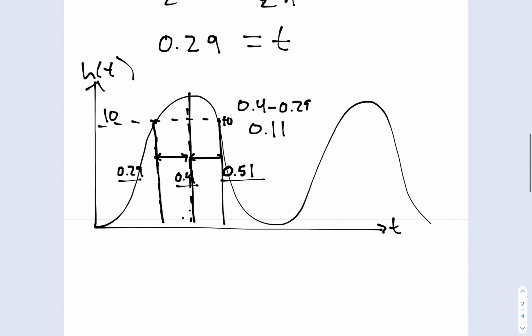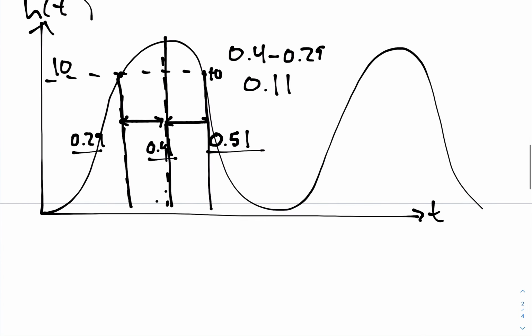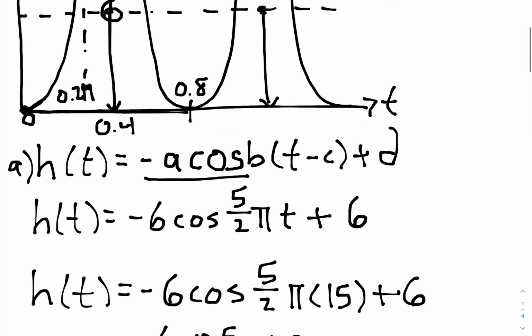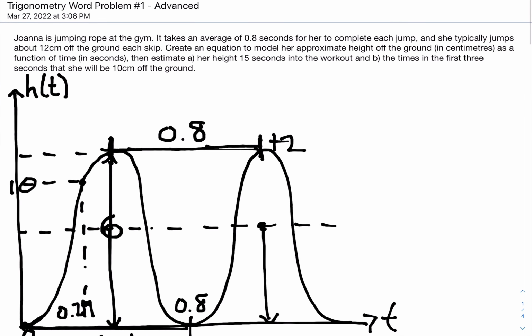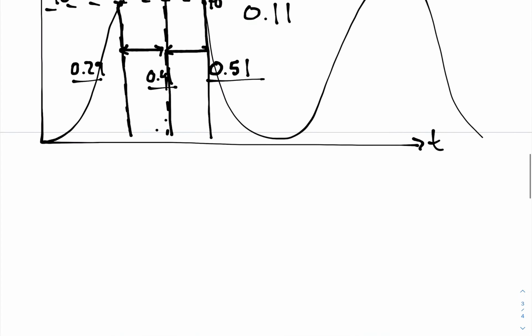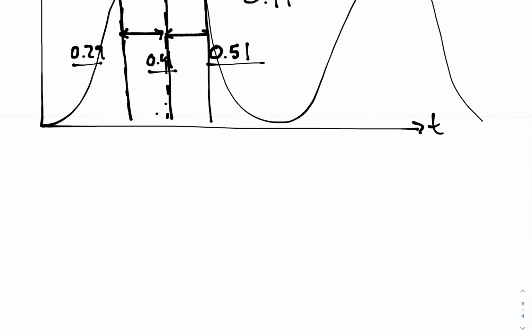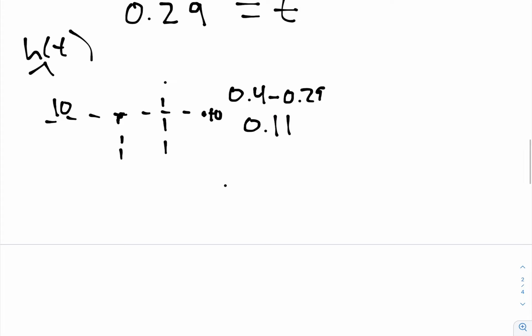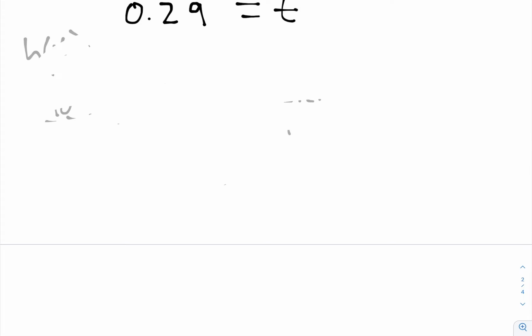Okay, so the most important thing is that we know from that point of symmetry, it's 0.11 to the left and 0.11 to the right. So they wanted us to list the times in the first 3 seconds that she'll be 10 centimeters off the ground. Okay, so I'm going to erase this nasty junk here, and we can kind of redraw it. So we know the first time's at 0.29.